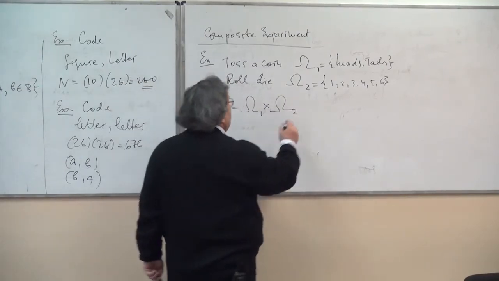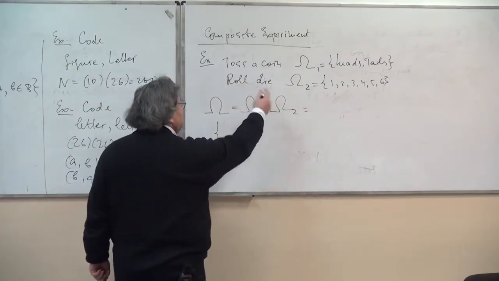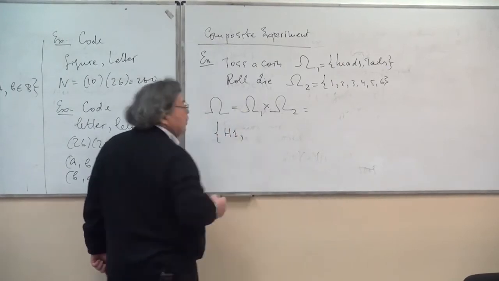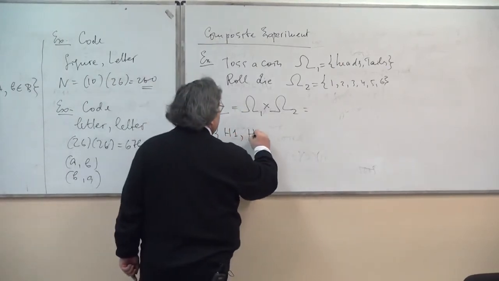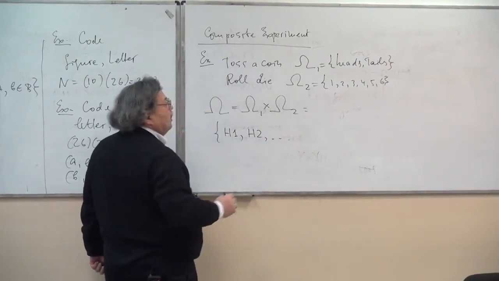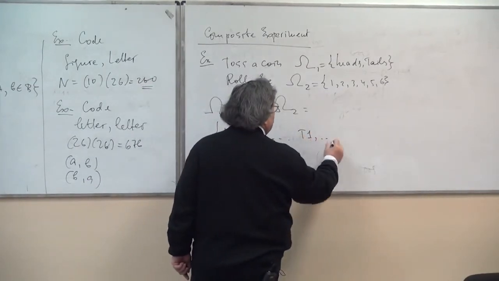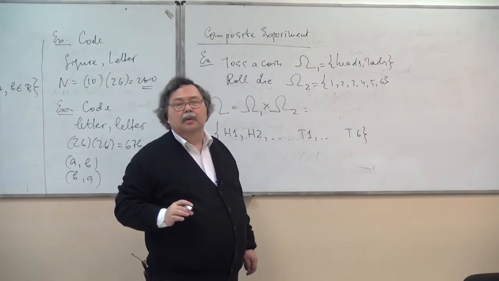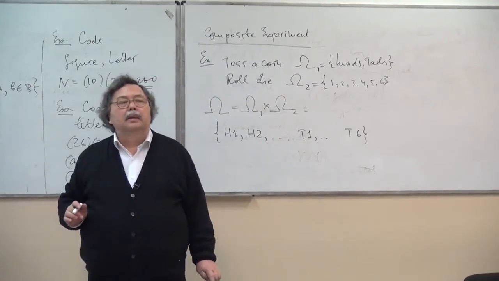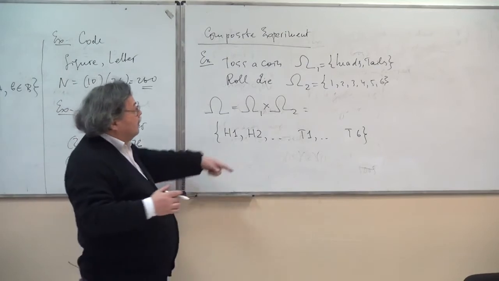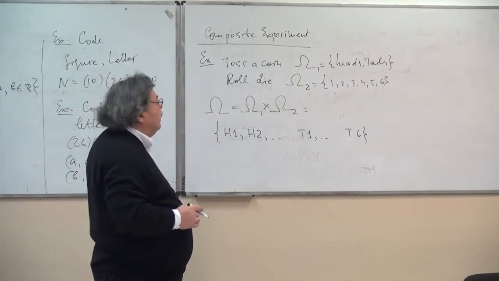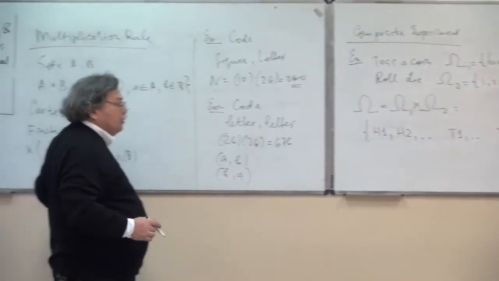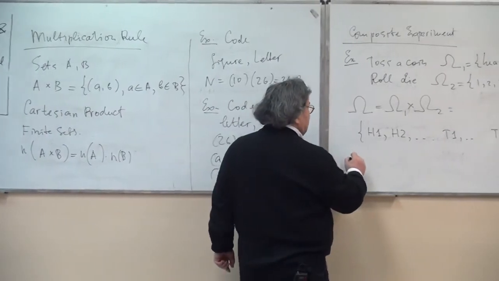This product contains such outcomes as H1, for example, H2, tails 1, and tails 6. I'm not writing out all of them. How many different outcomes are there here? I mean, this big omega. Here we use this simple formula. Where is it? This one. So n.